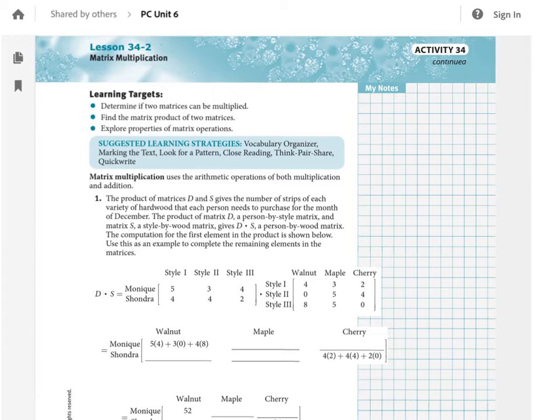Today's lesson in the book is really about multiplying matrices by hand, which we're not going to do. We're going to use the calculator. So this will be quick because I just want to go over some things that the calculator is not going to be able to do for you.